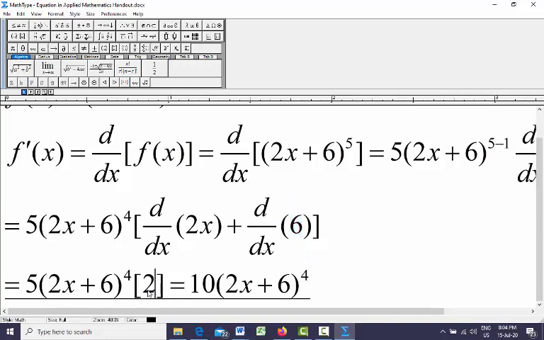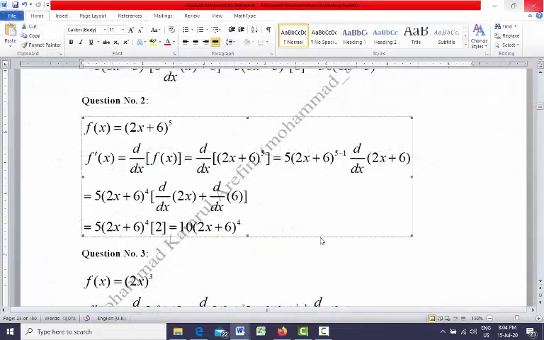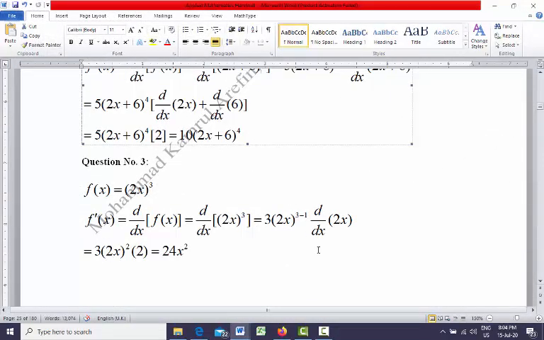So this 2 and this 5, we can multiply each other. We can multiply 5 with 2 and then we will get 10 multiplied by (2x + 6) power 4. So that's the answer. Now let us move to the next one, this one.